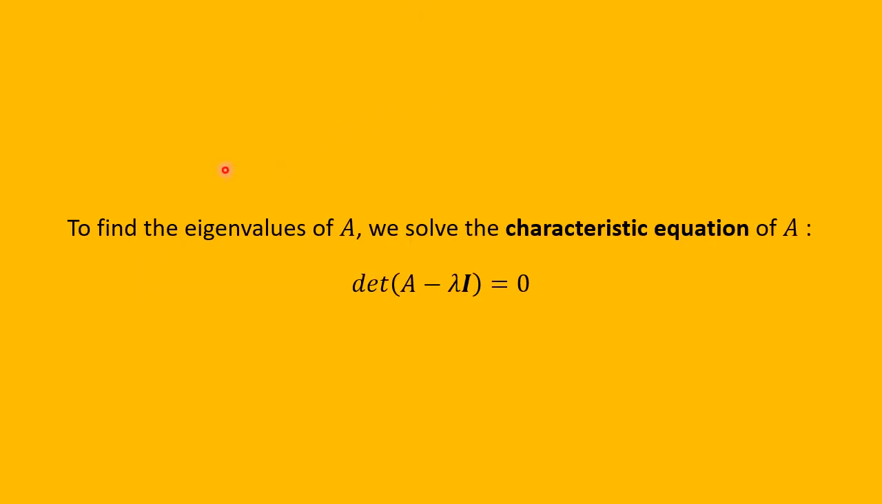So we come to the following conclusion. To find the eigenvalues of A, we solve what's called the characteristic equation of A. The determinant of A minus lambda I equals 0, the number 0.